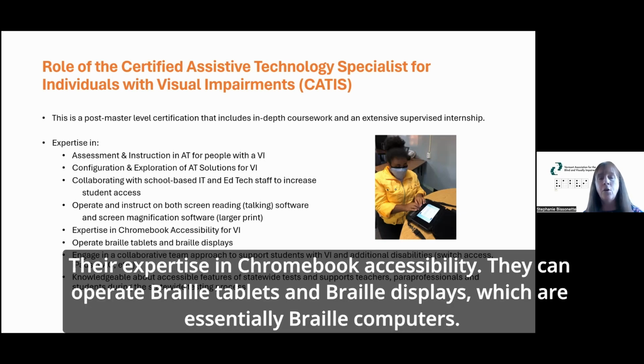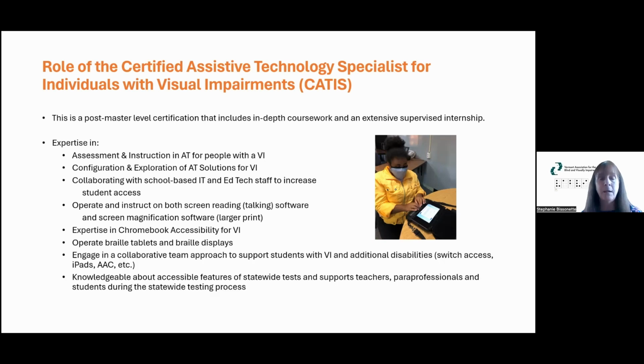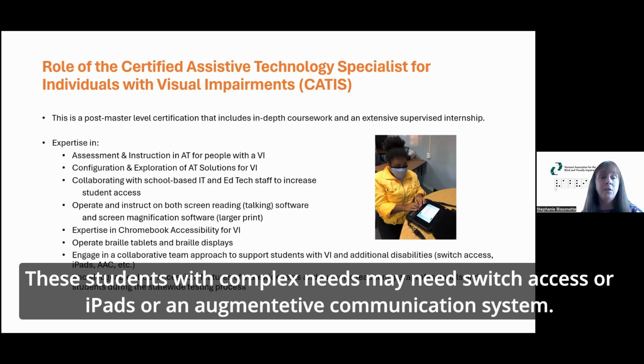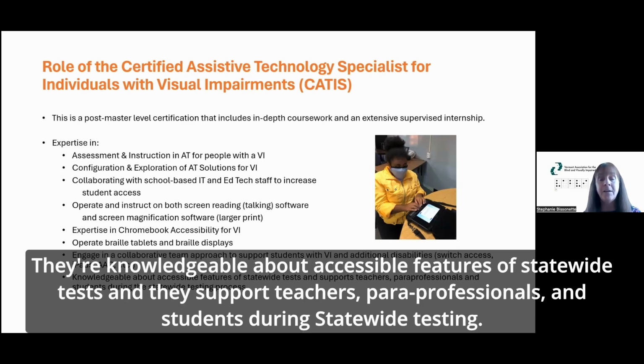Their expertise in Chromebook accessibility, they can operate Braille tablets and Braille displays, which are essentially Braille computers. They engage in a collaborative team approach to support students with visual impairments and additional disabilities. These students with complex needs may need switch access or iPads or an augmentative communication system. They're knowledgeable about accessible features of statewide tests, and they support teachers, paraprofessionals, and students during statewide testing.